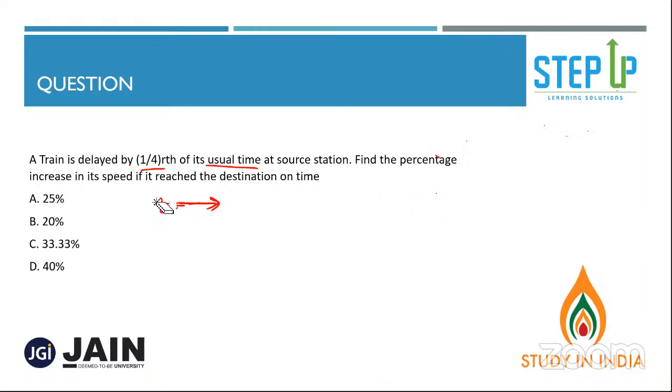I'm trying to explain you something. There is an easy way to solve this question. That process had clicked to me, but I'm trying to come to that only. A train is delayed 1/4 of its usual time at source station. Delay means that it has taken t plus 1/4 of t, so it would have taken 5/4 of t. So speed would have been 4/5. Find the percentage, but here the speed is reducing.